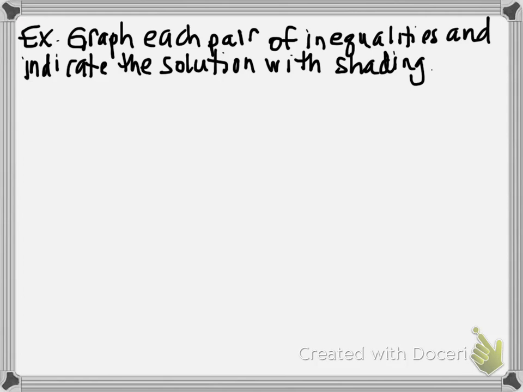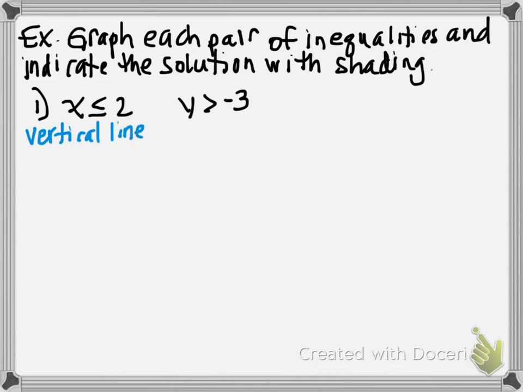Okay, so we're going to start off with a pretty easy example. Let's do x is less than or equal to 2 and y is greater than negative 3. All right, so with x, just having one variable, I know that x is going to represent a vertical line at x equals 2. And then I look at the inequality of less than or equal to, and it tells me my line will be solid. And remember, with vertical lines, I can't shade above or below, so I have to shade right or left, and less than is left.